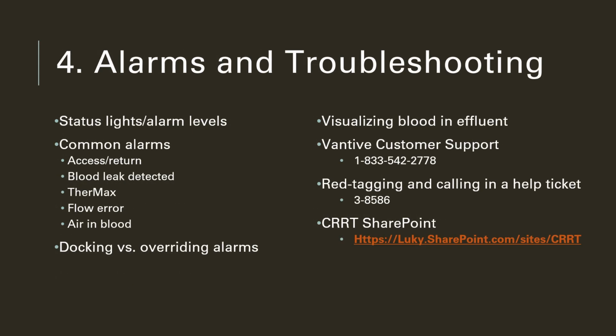Alarms and troubleshooting, we kind of touched on with the PACE framework. They should be able to identify the common alarms and the fixes for them, such as access extremely negative and return extremely positive, blood leak detected, Thermax issues, so things like the Thermax not getting enough blood flow, that can be an issue when the prescription is really low. There can be flow errors, which is a result of a bag being unclamped or excess weight being on the bag. Of course, air and blood must be resolved with the blue clamps in the screen instructions.